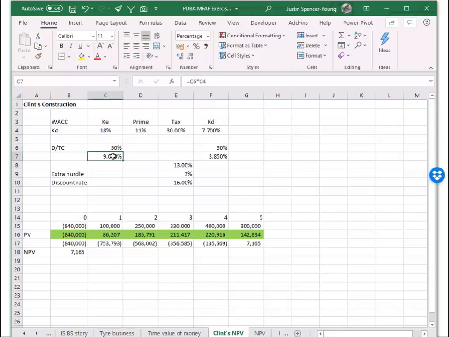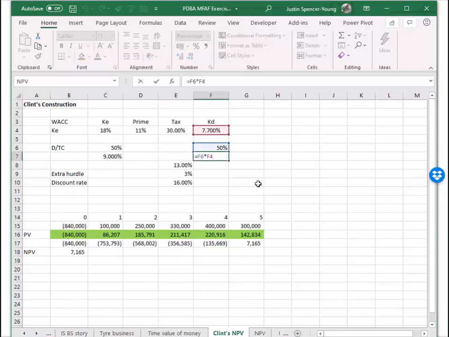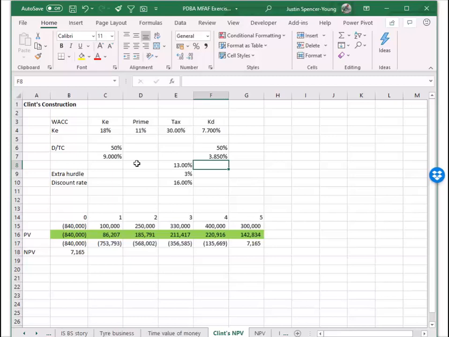So multiply these out. What is 50% of 18? Well, that's 9%. What is 50% of 7.7? And that's 3.85%. Add those two together to get to the cost of capital. And I've asked Excel to round this so that it only has two numbers in it, so anything beyond the decimal place will be rounded. So that's rounded to 13, because that's what they asked us to do. Add the 3%, that gets us to 16%.